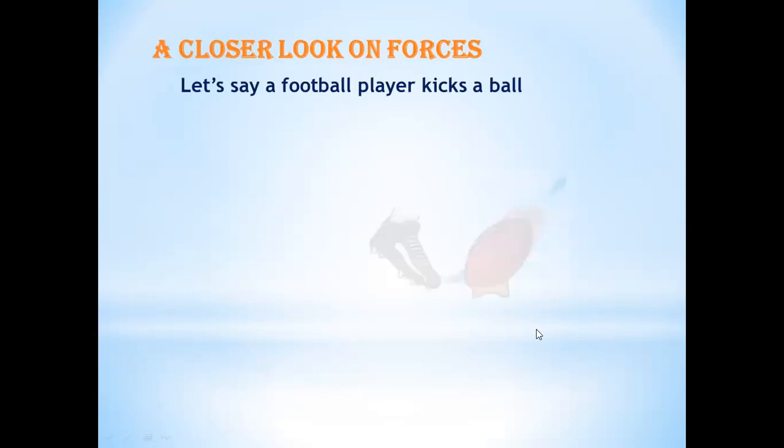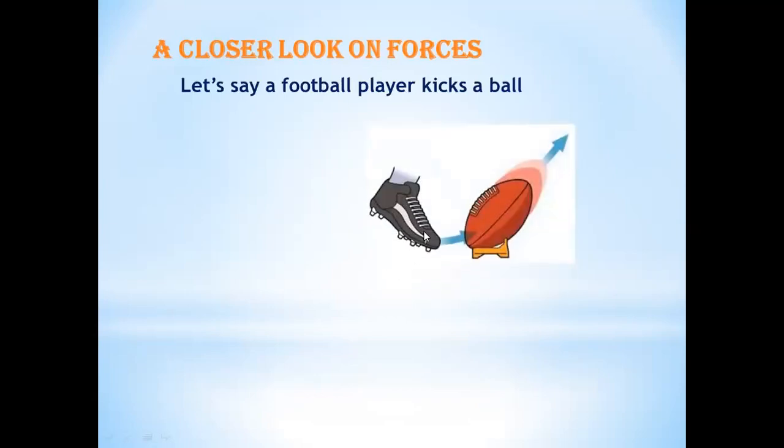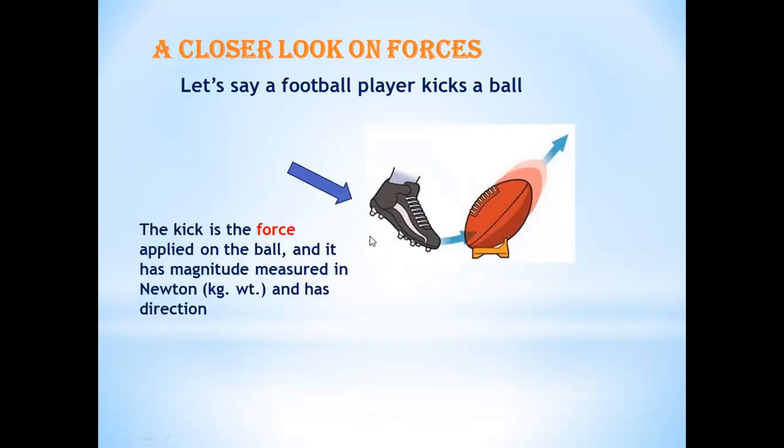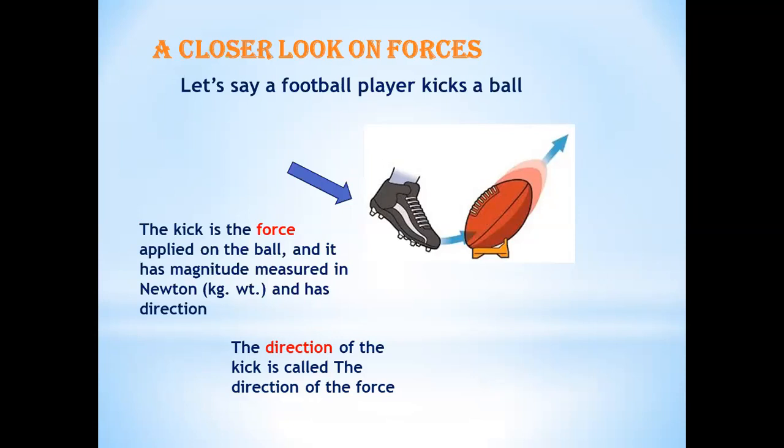Now, let's say that I have a football player that is going to kick a ball. Now, when I kick a ball, this is called the force applied on the ball, and it has magnitude. I am kicking the ball with a certain force. This is the magnitude of this kick. And this kick is measured in Newton, of course, or kilogram weight, and it has a direction. Okay, so the direction of the kick is called the direction of the force. So now when I kick the ball, I have two things: the force applied on the ball and the direction of my kick.